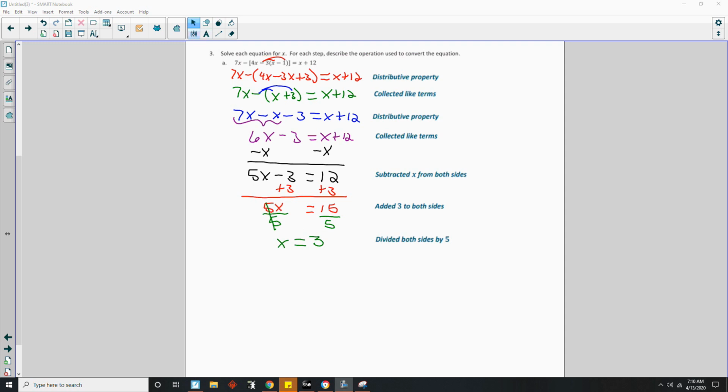So if I were to put that in a solution set, then it would look like a bracket with a 3 in it. That is the only solution for all of these steps. If I plugged in 3 in any one of these lines, it would be true.